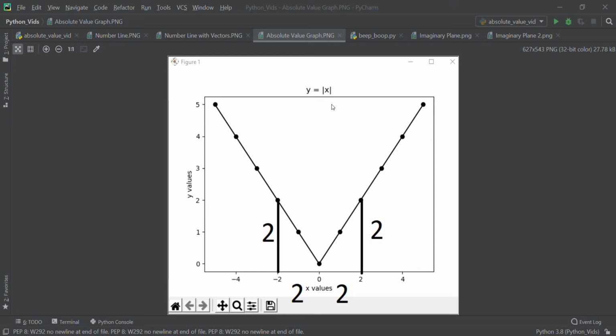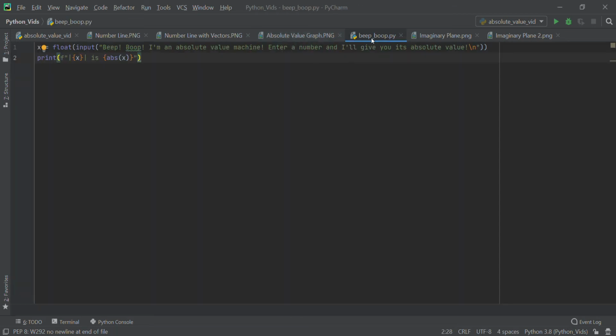So just for example, if you made a program that you're asking your user to put a number in, and then your user is going to get an absolute value out, then you might want those vertical bars. So just to show you an example, here's a 2-line program.